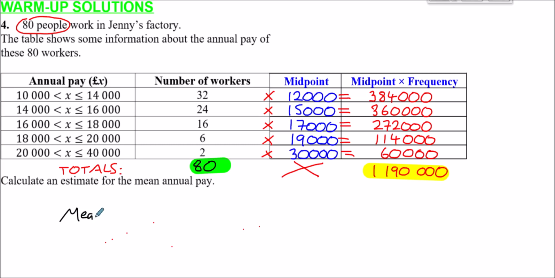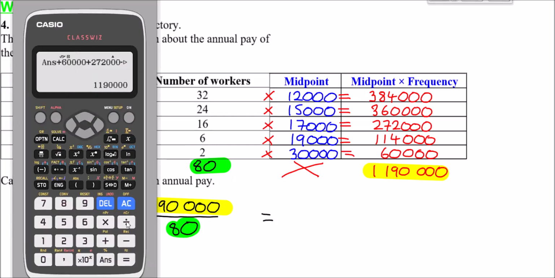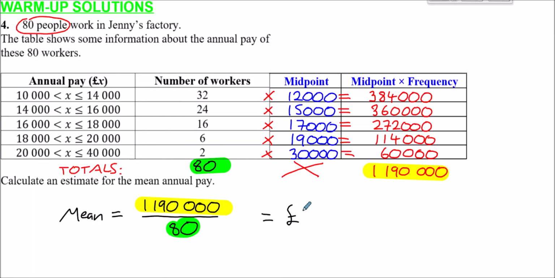So the mean is going to be 1,190,000. Divide that by 80. So just to remind you where we get these numbers from, I'll just highlight them. And then we'll see that the mean wage is £14,875 a year. And that's for warm-up questions done.